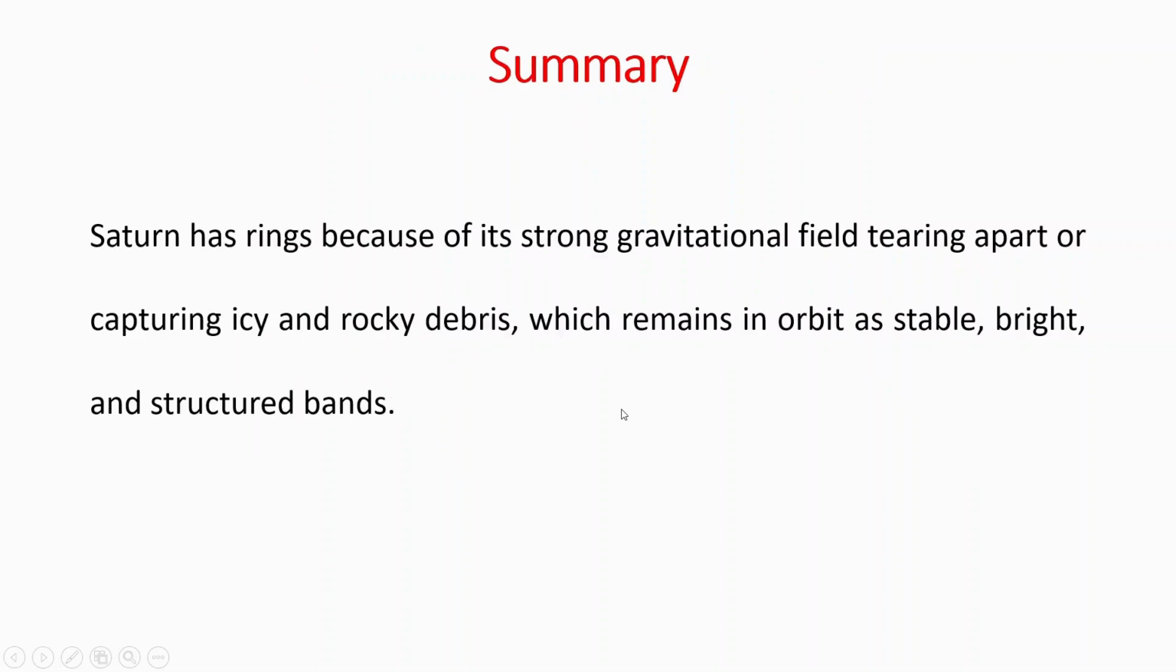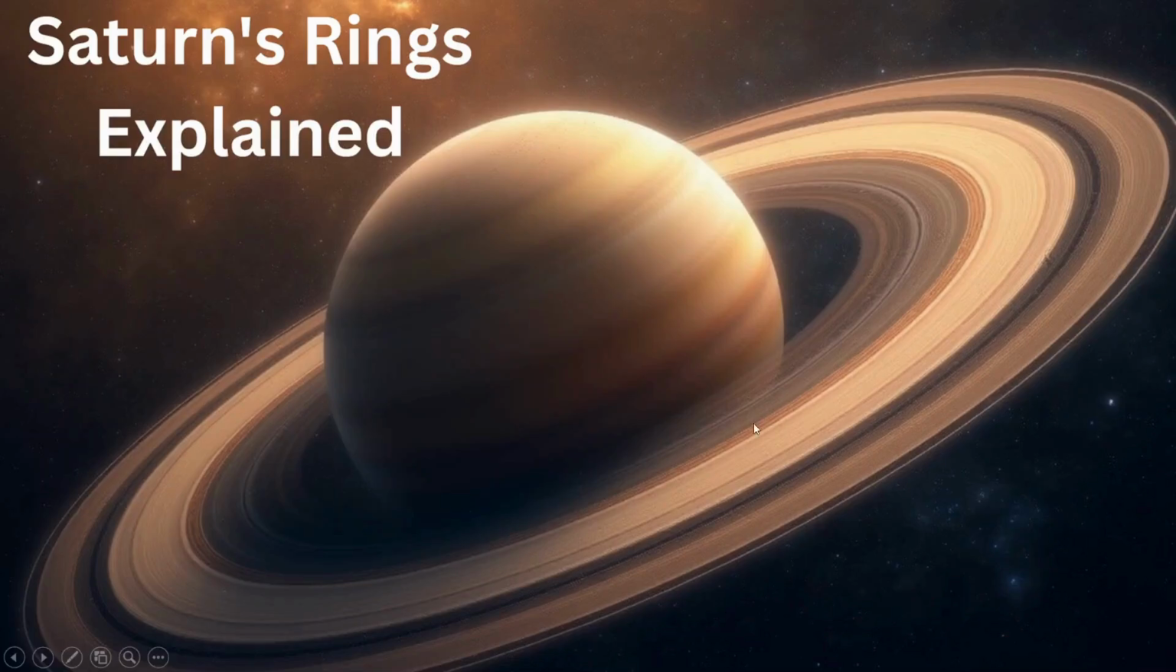So friends, this is what we had to discuss today. The rings are because of the strong gravitational pull of Saturn, which tears apart any celestial body or moon that could have been there earlier, capturing ice and rocky debris, and they are quite stable in their orbit. They are bright and observed as structured bands due to Saturn's strong gravitational pull, and that is why we get to see such beautiful rings around Saturn.